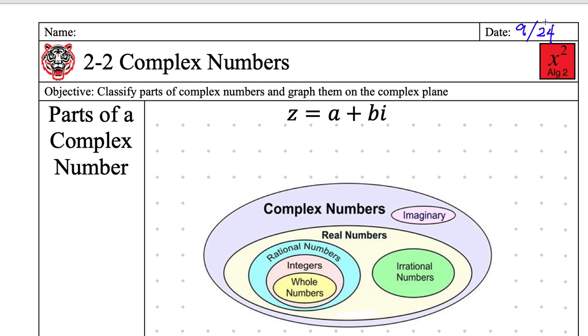Quiet raised hand, who can read the objective for today? Caroline can do it again. She's so fast. Classify parts of complex numbers and graph them on the complex plane. There it is. There are 2 parts to the objective, yet there are 3 homework assignments because 2 of those homework assignments are so easy to do.